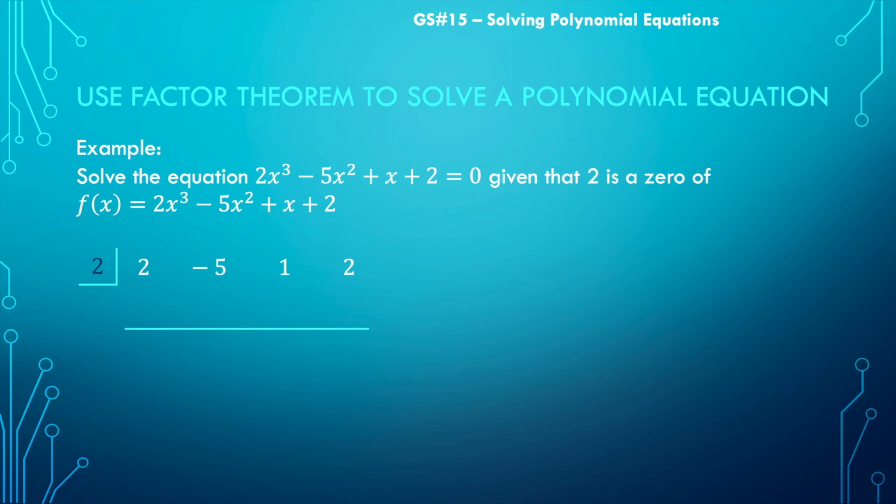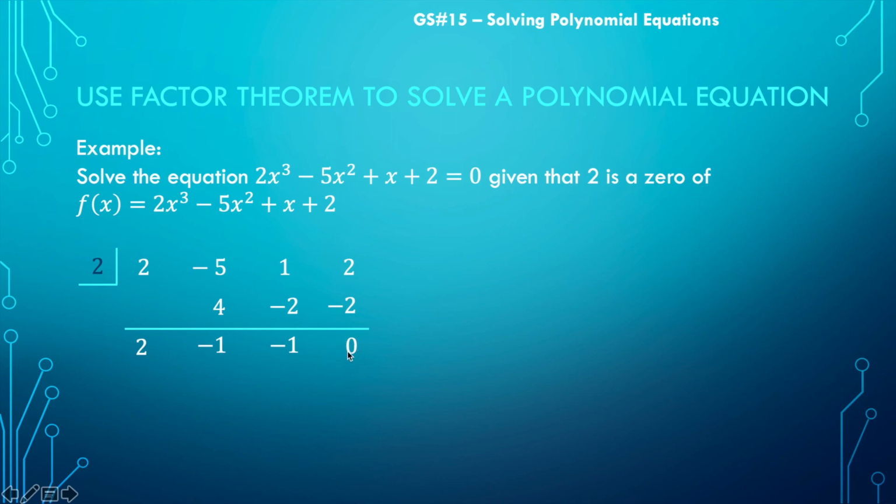Great. Bring down that first coefficient 2, multiply it by the value in the box, which is 2. We get 4. Add that to the negative 5, which gives us negative 1. Negative 1 times positive 2 is negative 2. Add that to the 1, and we have negative 1. Multiply that by 2, we get negative 2. And when we add that together, we get 0. We fully anticipated that we would get 0, right? From the factor theorem, we knew that if 2 is a 0, then I would get a remainder of 0.